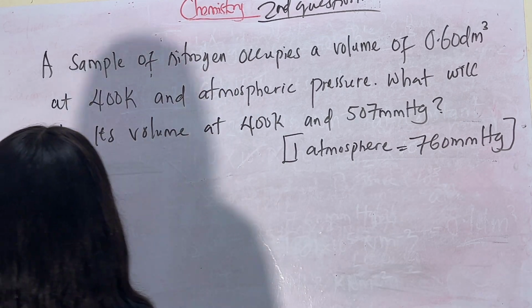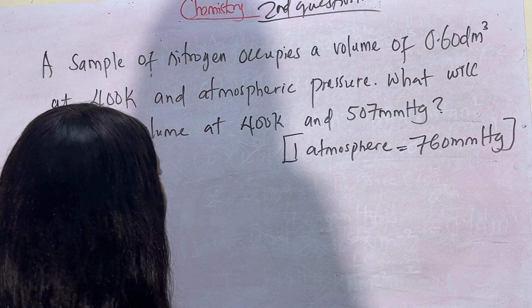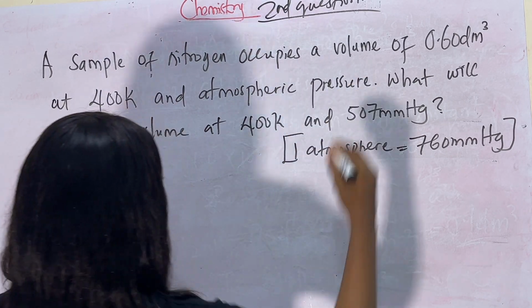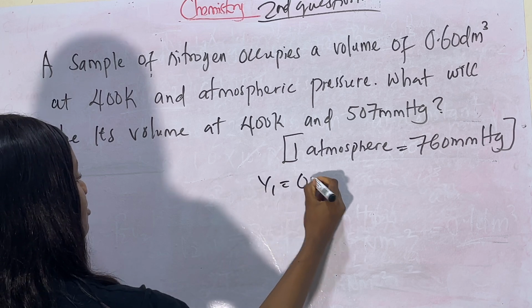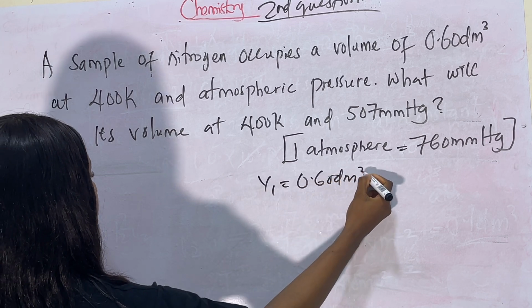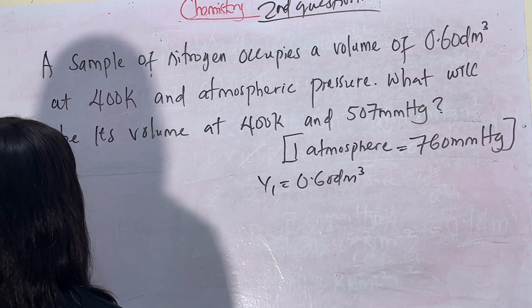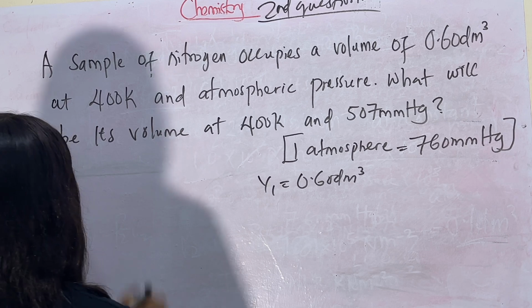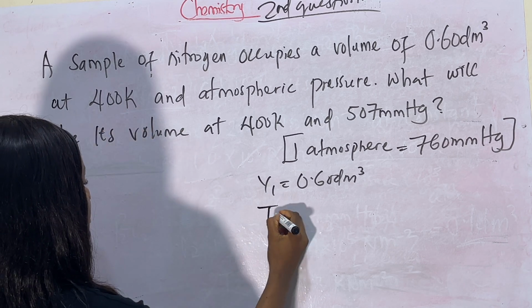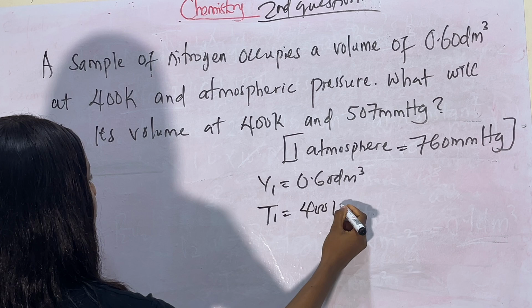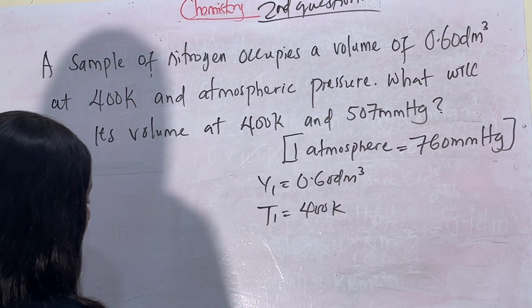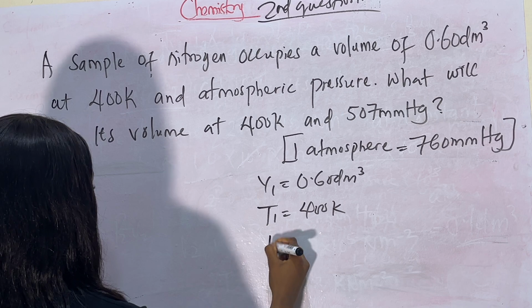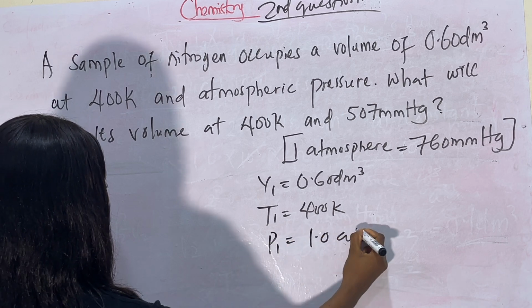Now, the question says a sample of nitrogen occupies a volume. I'm going to call that volume V1, 0.60 dm³ at 400 Kelvin. So we're going to call this 400 our T1. And atmospheric pressure. So what's atmospheric pressure? 1.0, right? So P1 is equal to 1.0 atm.